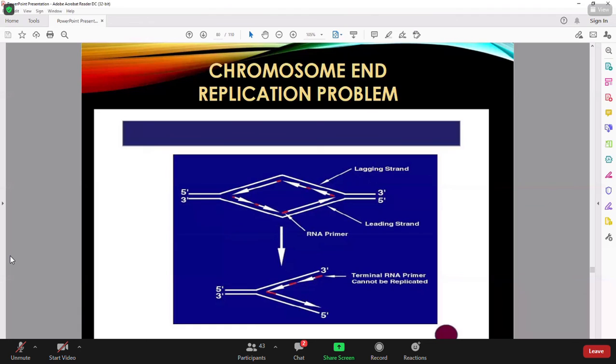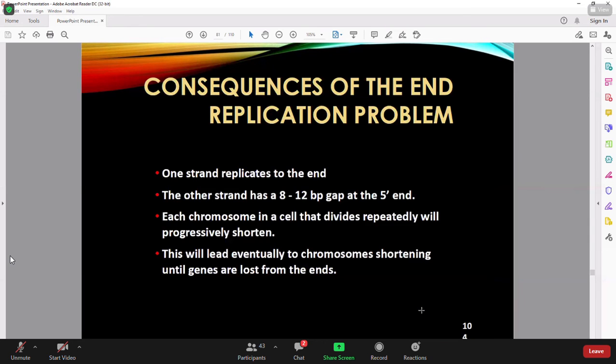Okay, this one, kalau ada overhang problem tadi lah, basically. Bila ada overhang problem, this one juga, when the terminal RNA primer cannot be replicated. Okay, one strand replicates to the end. We have two strands. One strand, let's say the leading strand, has been replicated to the end. So the other strand has a gap at the 5' end.